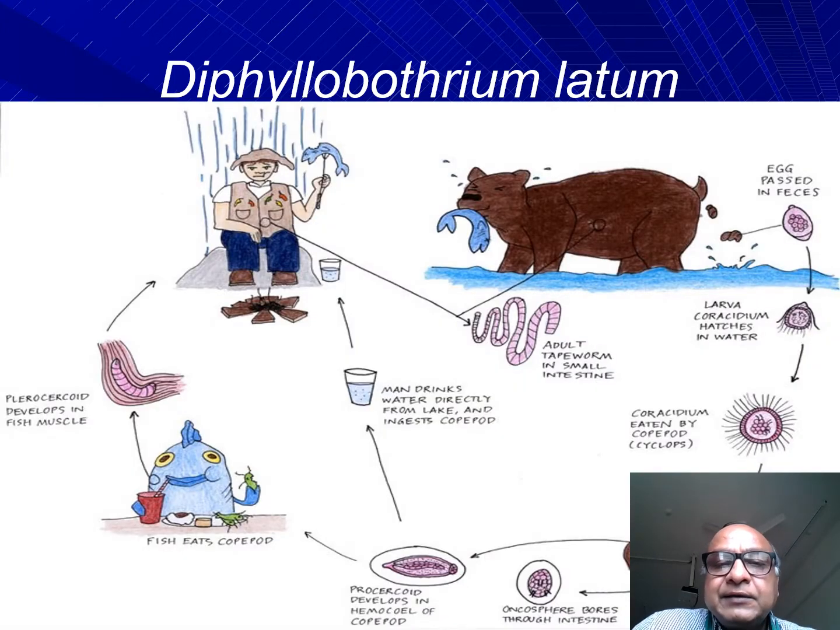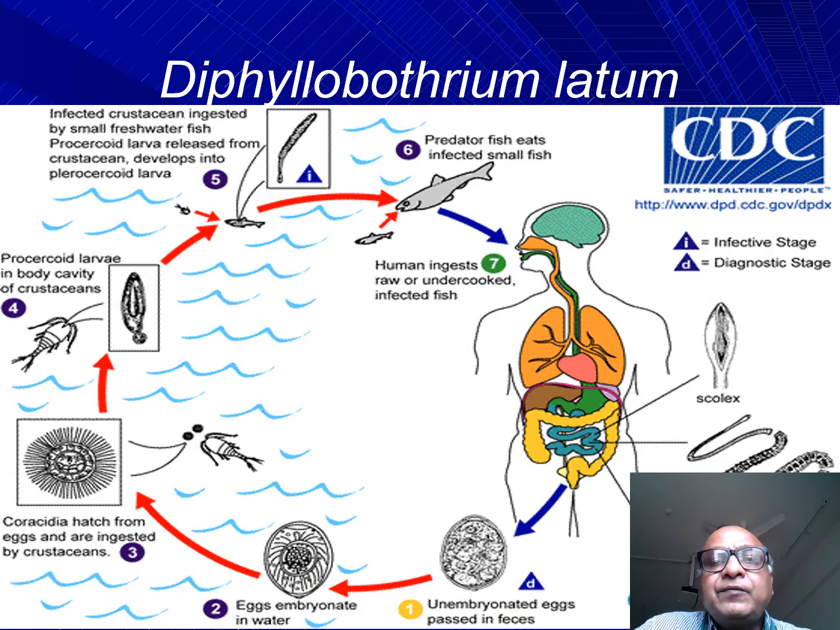The life cycle of D. latum: it is known as the fish tapeworm because infection from fish meat or fish muscle can happen to man by eating fish meat containing plerocercoid larva. The full life cycle of Diphyllobothrium latum is expressed in the sketch diagram.